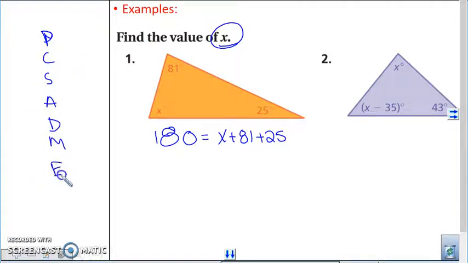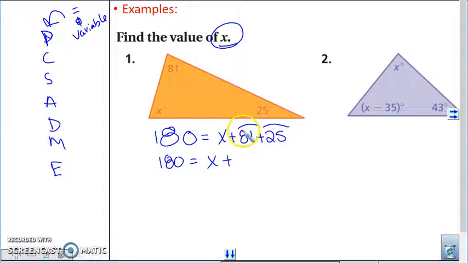because this is solving an equation. There's an equal sign, and there's a variable. That's how we know we're going to go through PCSADME, okay? Parentheses, no. Like terms, yes. We have 81 and 25 are like terms. So 180 equals x plus 81 plus 25. Remember, you could use a calculator during this process so you're not making those little mistakes. And that is 106.